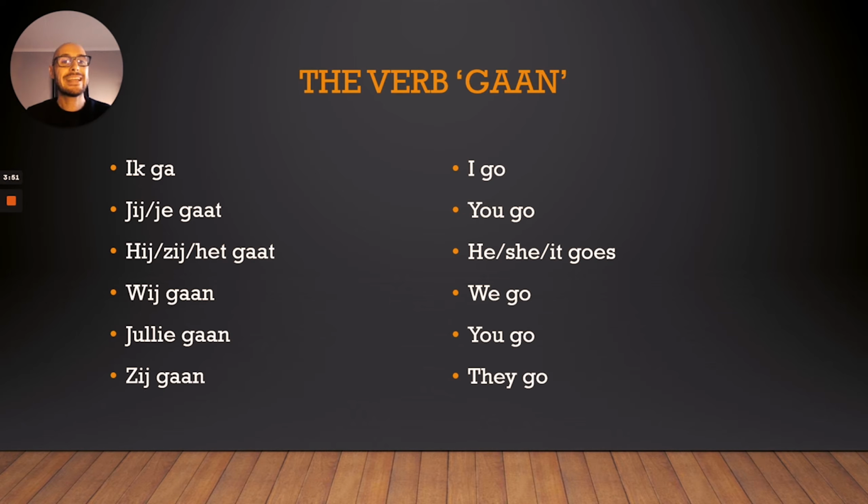Okay, so ik ga, that is I go. Jij, je gaat, that would be you go. Hij, zij, het gaat, he, she, it goes. Wij gaan is we go. Jullie gaan, you go. Zij gaan, they go. Okay, that is the conjugation of the verb gaan in Dutch, which means to go.